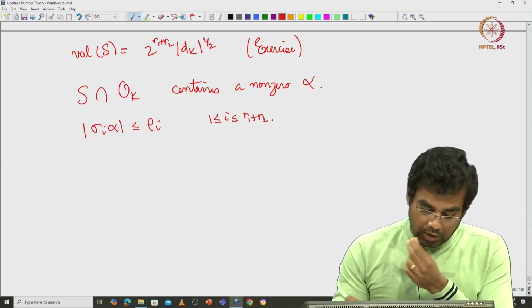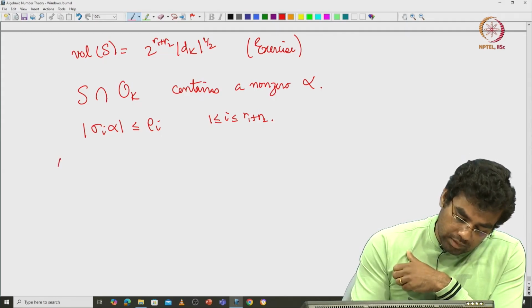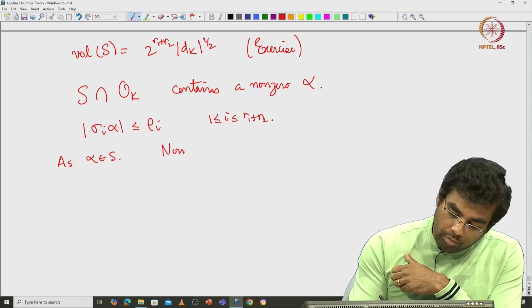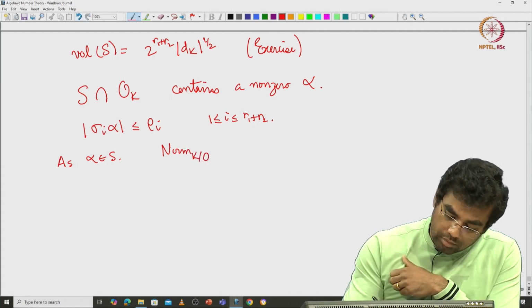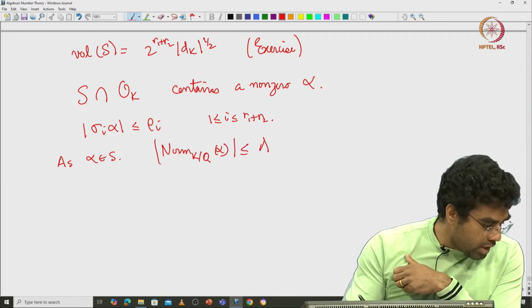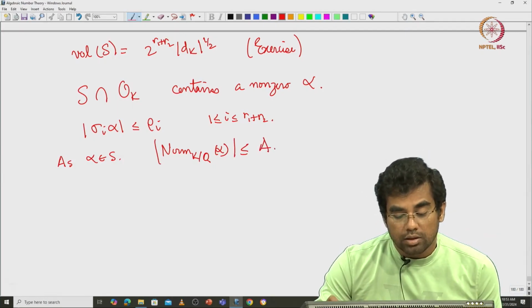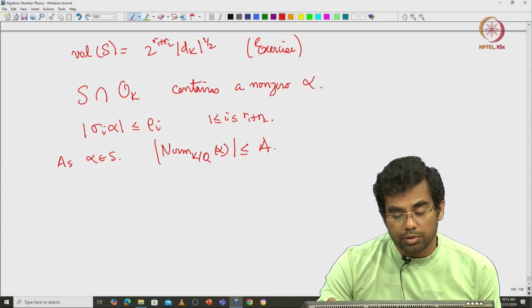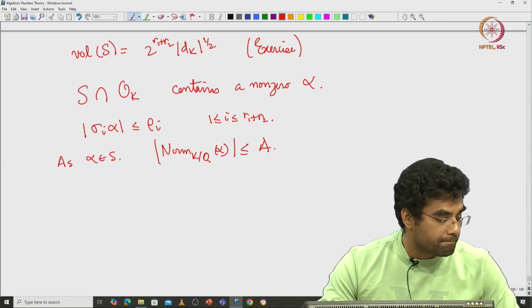Now, because alpha lies in S, as alpha belongs to S, norm of alpha is less than or equal to A. This is just because these rho 1 up to rho r1, rho r1 plus 1 squared up to rho r1 plus r2 squared is less than or equal to A.